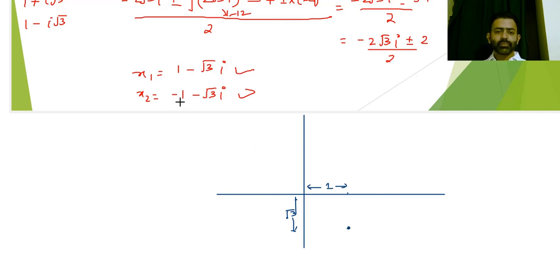Second root is -1 minus root 3. So -1 distance you will take, it will be just on the negative side, reflection along the imaginary axis. Okay, -1 and minus root 3, right? So these are the two roots. Let us say this is your root 1 and root 2, z1 and z2. Okay, this is your origin. All right.